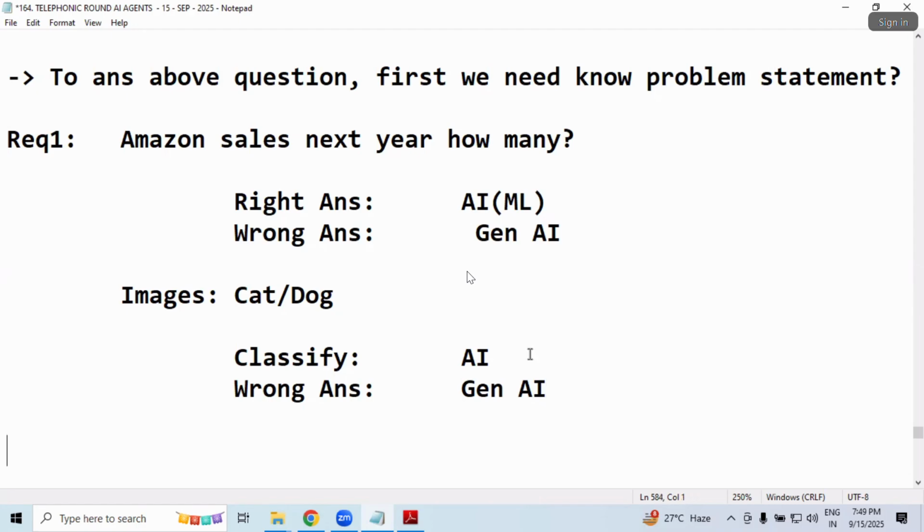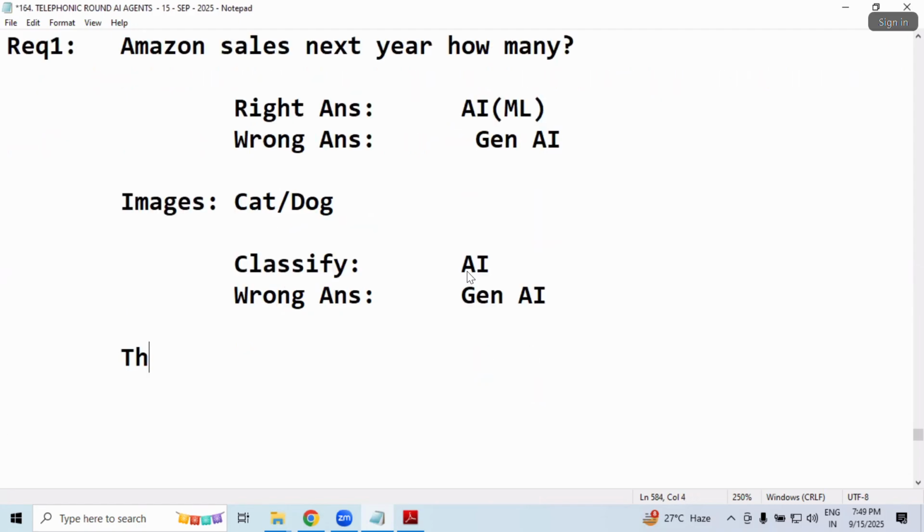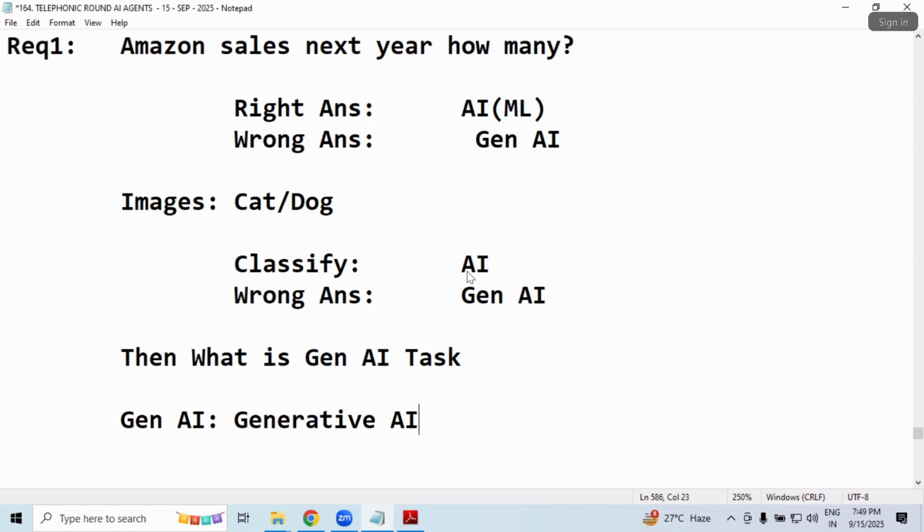Then what is the Gen AI task? First let me give one small definition. Gen AI stands for generative AI. Make a note: AI means backend models.